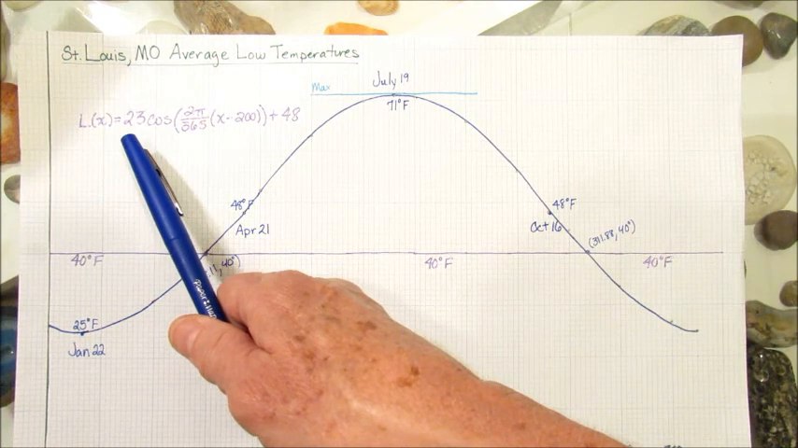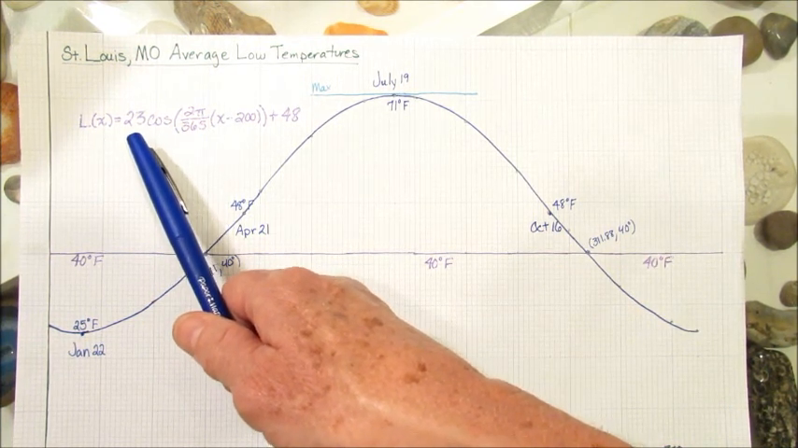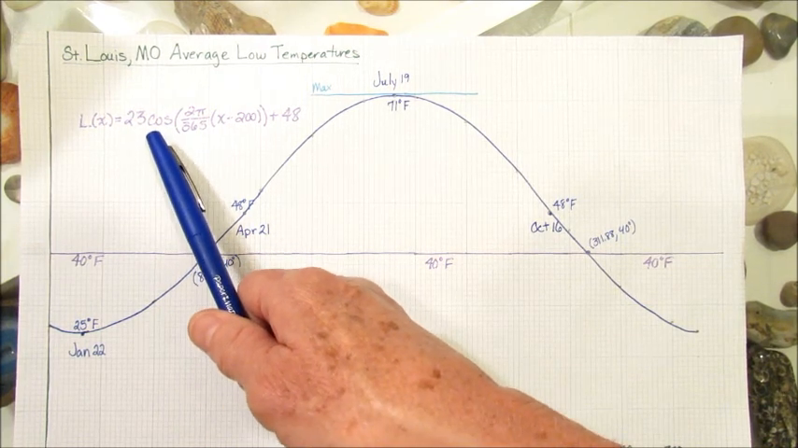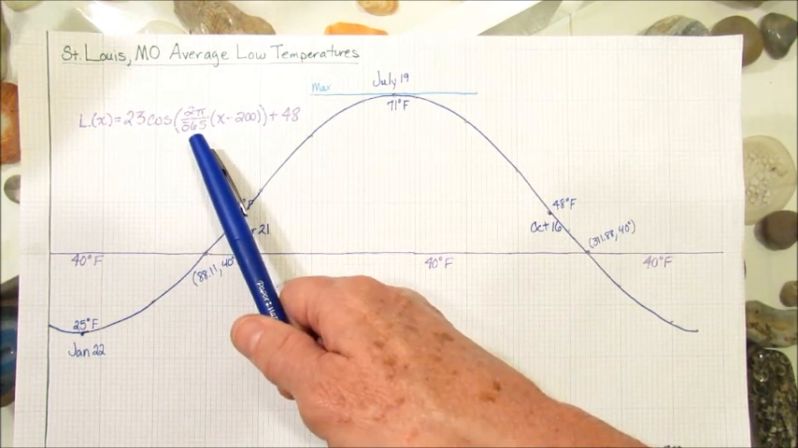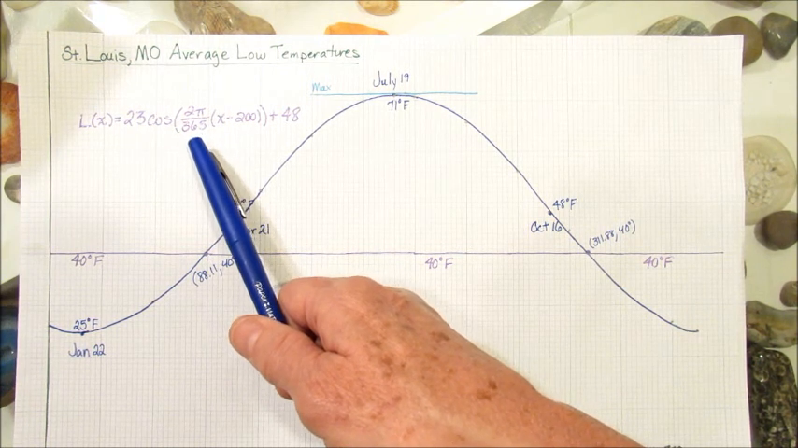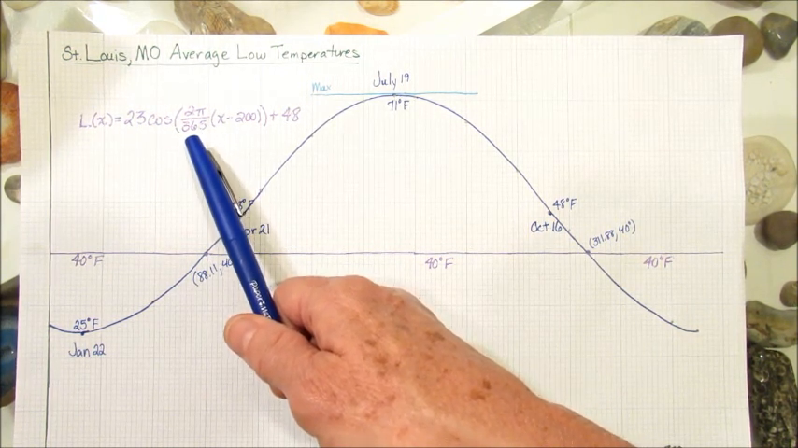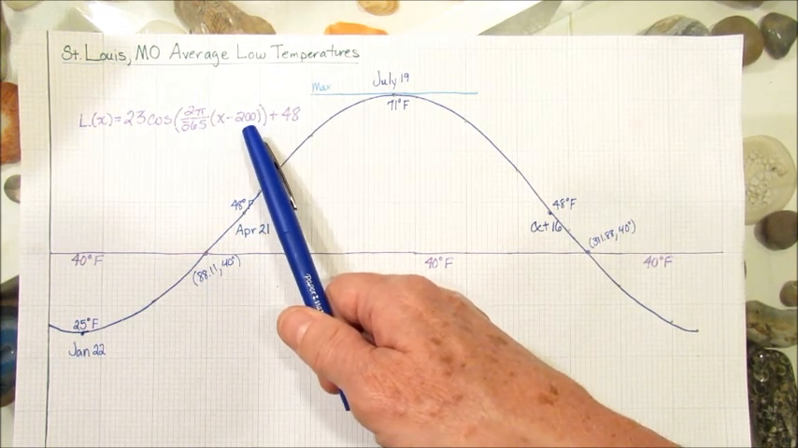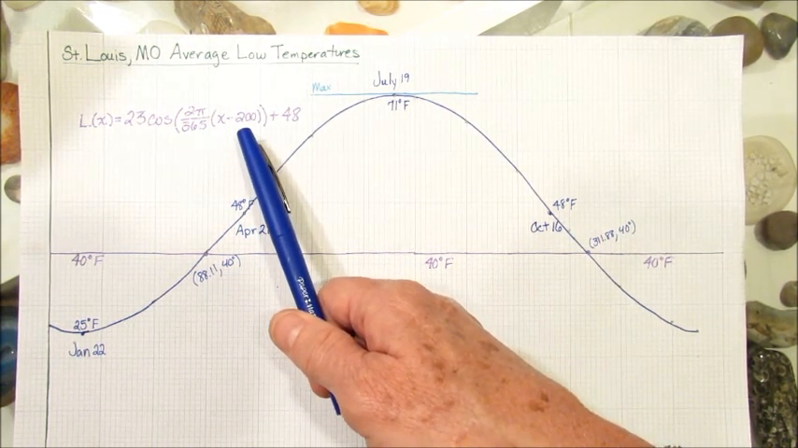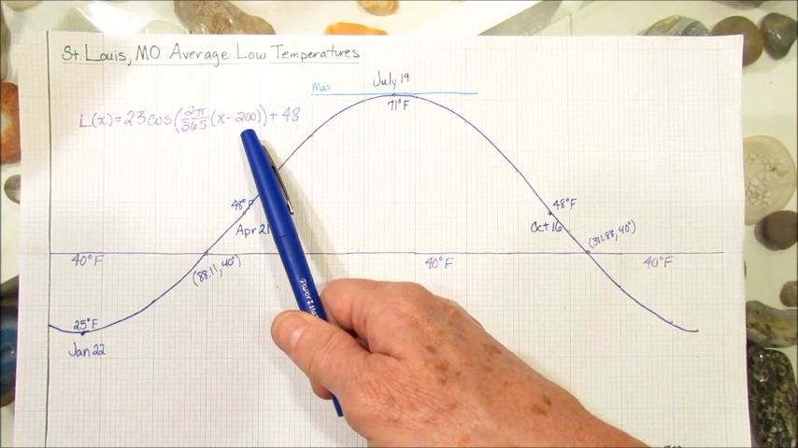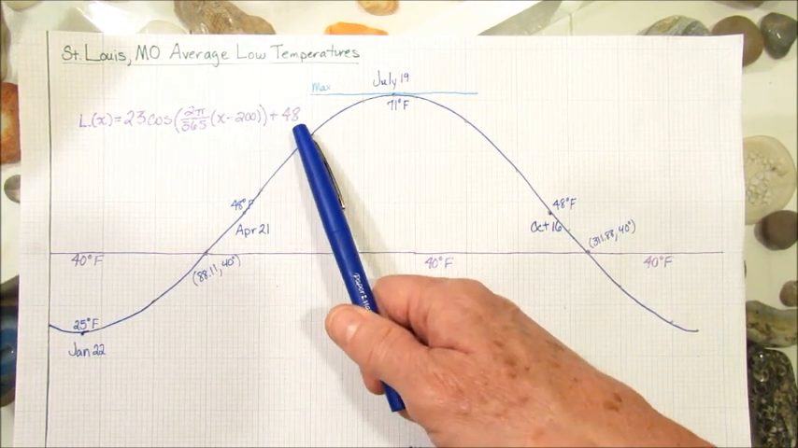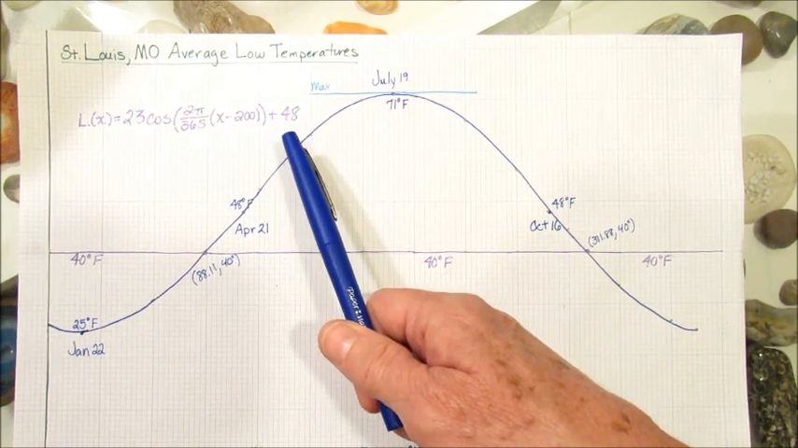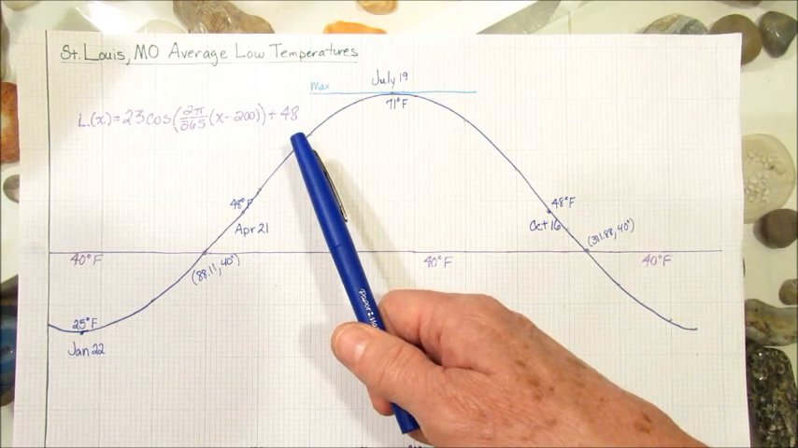The model for the average low temperatures in St. Louis has an amplitude of 23. We're using cosine. The wavelength is 365 days, so the frequency is 2 pi divided by 365. July 19th is the 200th day of the year, so we shifted the graph to get a maximum at 200. And then the middle, the line of equilibrium, is 48. So we're going to be setting this equal to 40.